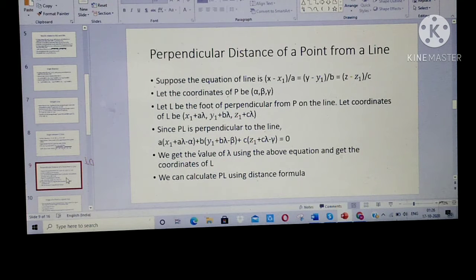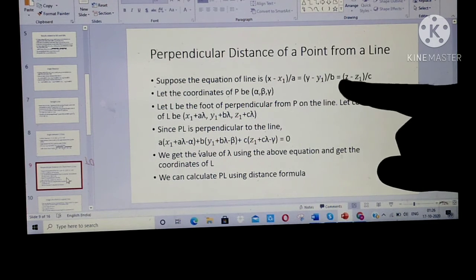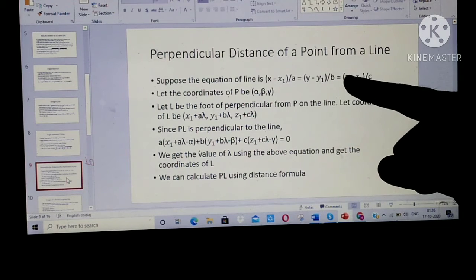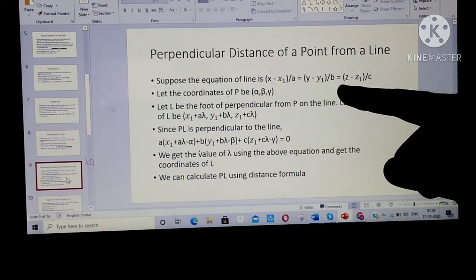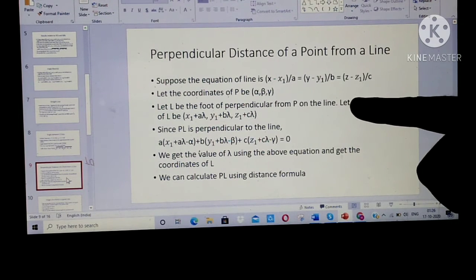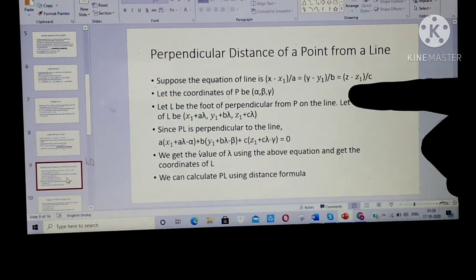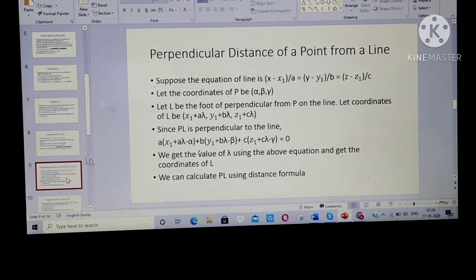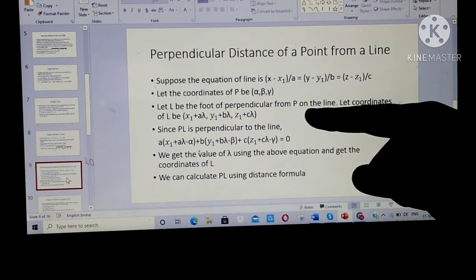Then continuing further, next heading is how do you find perpendicular distance of a point from a line. So in order to find perpendicular distance of a point from a line, suppose the equation of line is like this: x minus x1 upon a equal to y minus y1 upon b is equal to z minus z1 upon c. And suppose the coordinates of the given point P are alpha, beta, gamma. So first of all, what we need to do is find the foot of perpendicular.